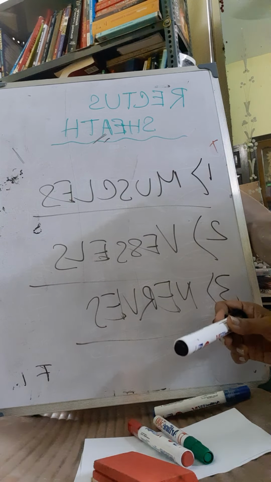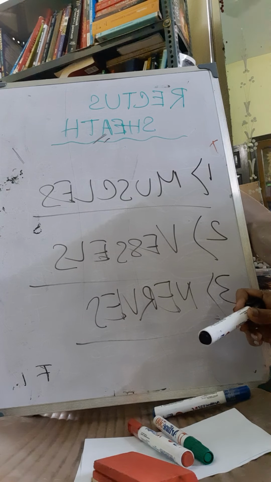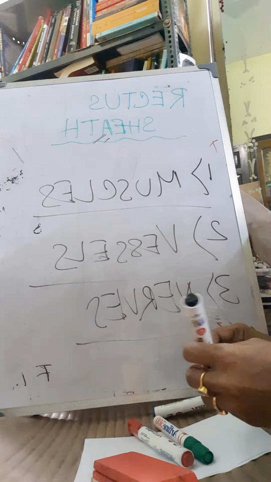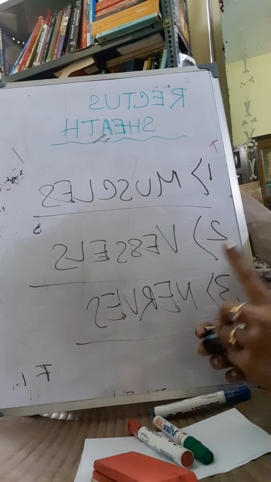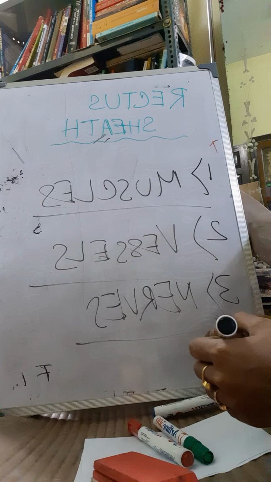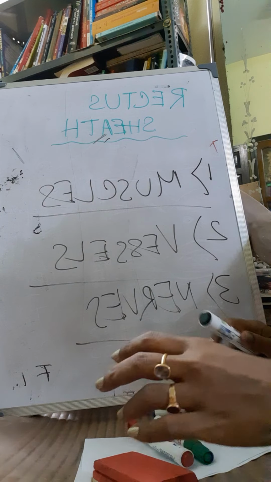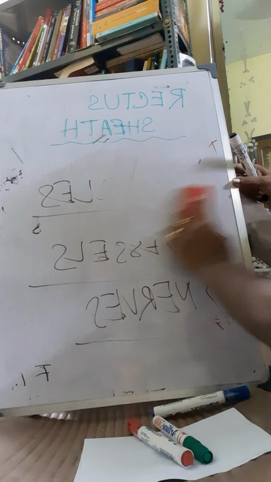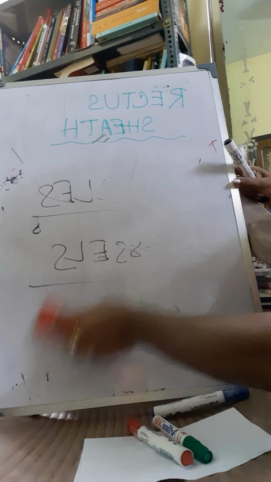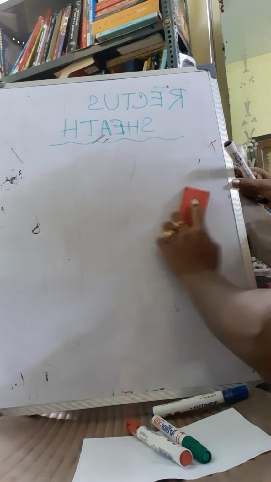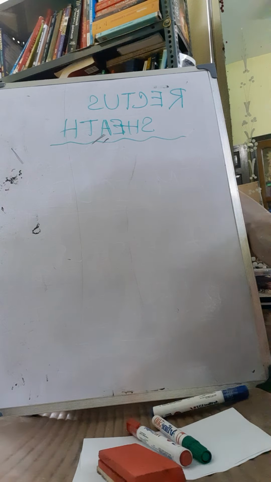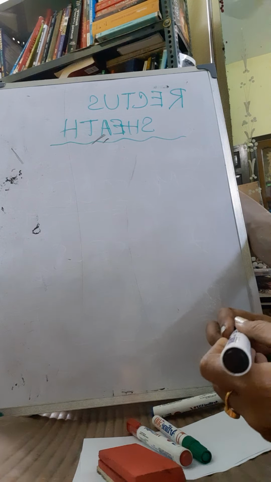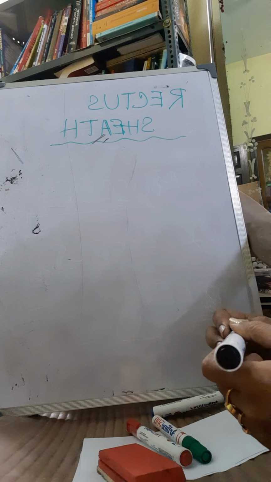Now, let us describe one by one. Rectus abdominis, I have already told you its origin, insertion, function, nerve supply. But one thing I have left, that is tendinous intersection. What is tendinous intersection? The anterior wall of the rectus sheath is attached with the anterior surface of the rectus abdominis muscle at 3 spaces.